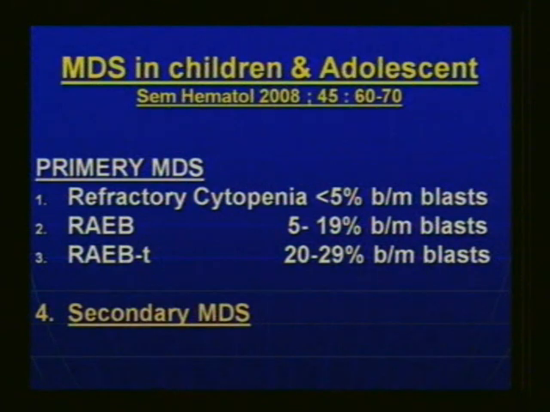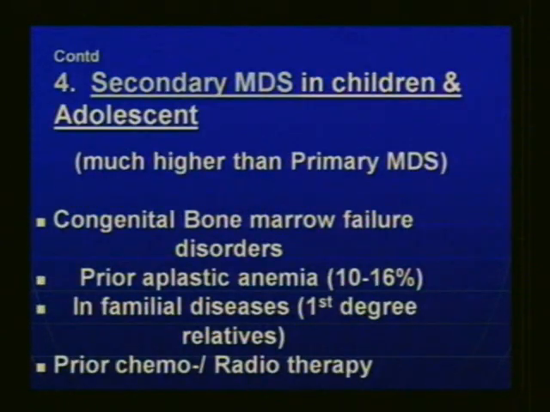And the fourth one is the secondary MDS. In children, there are many disorders where you are giving chemotherapy or there is radiotherapy. So many of them do present with a secondary MDS. Also in children, there are several marrow failure disorders which start in the early age of life, the congenital bone marrow failure disorders. One can find the secondary MDS in this group of disorders, and those are again put in the secondary MDS category. Aplastic anemia: if it is a prior aplastic anemia and then there is secondary MDS occurring in those patients, that is again considered a secondary MDS.